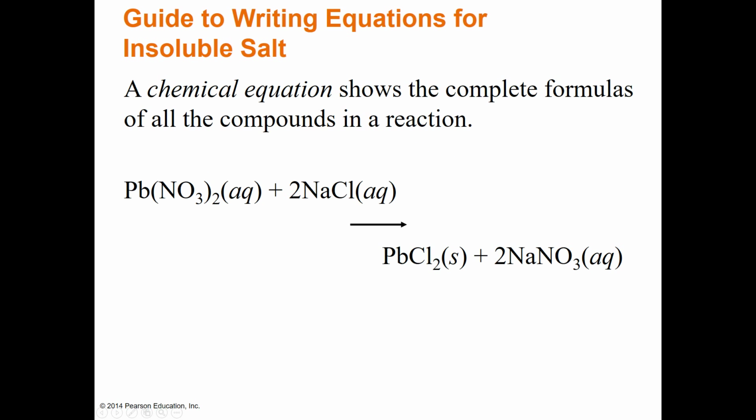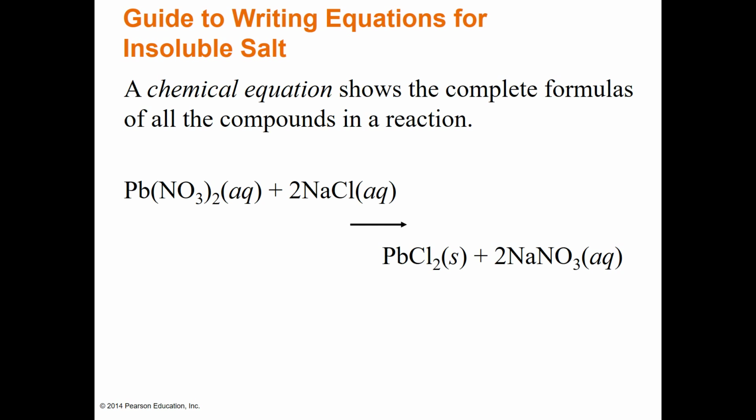Okay, a chemical equation shows the complete formulas of all the compounds in a reaction, like this one, for example. Lead nitrate reacting with sodium chloride, and then you get lead chloride is the precipitate there. That's why it has a little S on it, because it's in the solid form. And then sodium nitrate is the other compound. So what kind of reaction is this? Double replacement. Double replacement.